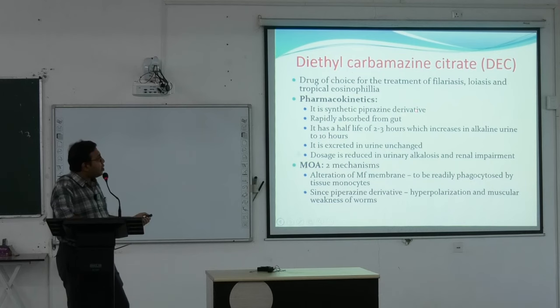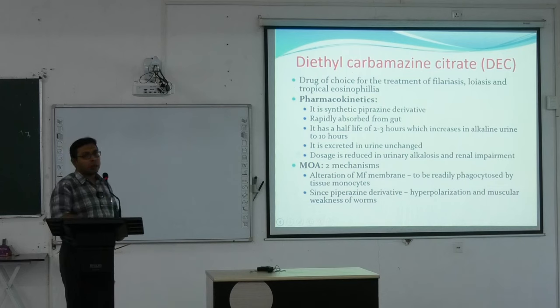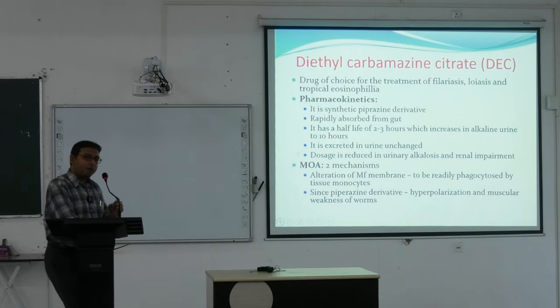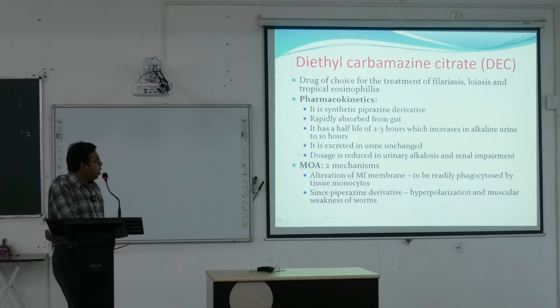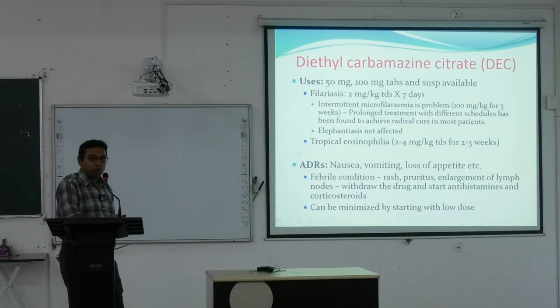This is a synthetic piperazine derivative, rapidly absorbed from the gut, with a half-life of 2 to 3 hours, which increases in alkaline urine. It is excreted in urine unchanged, and the dose is reduced in urinary alkalosis and renal impairment. Mechanism of action: they mainly alter the microfilarial membrane. Microfilaria is the agent that causes filariasis. They alter the membrane and ultimately it is readily phagocytosed by the tissue monocytes. Since it is a piperazine derivative, they also cause hyperpolarization and muscular weakness of the worms, and again they are expelled. Diethylcarbamazine citrate is used in 50 milligram and 100 milligram tablets, and a suspension is also available.